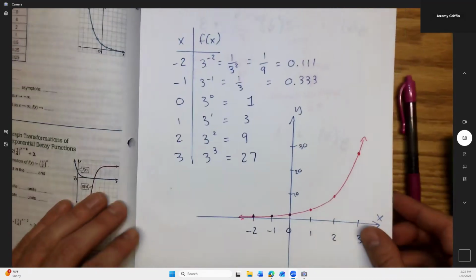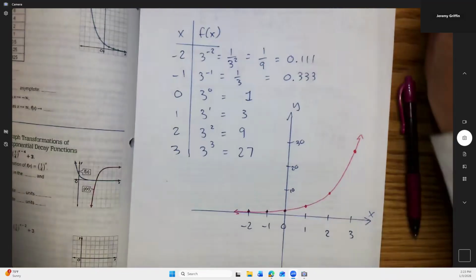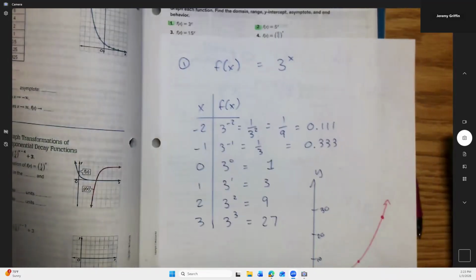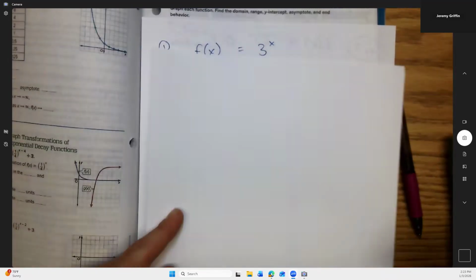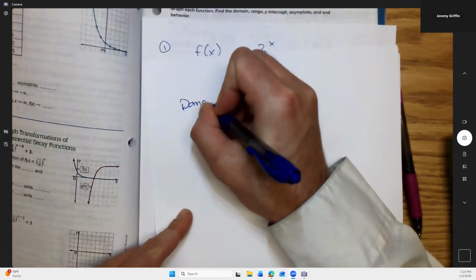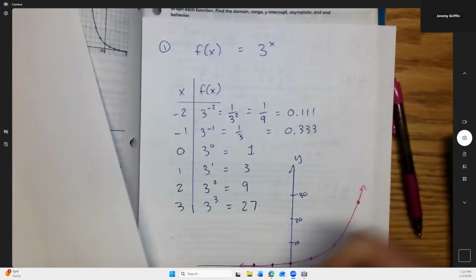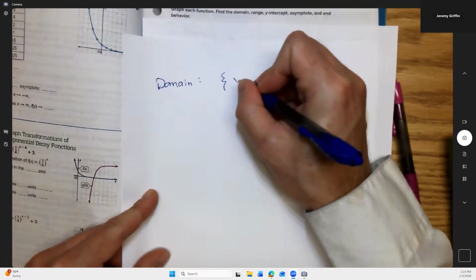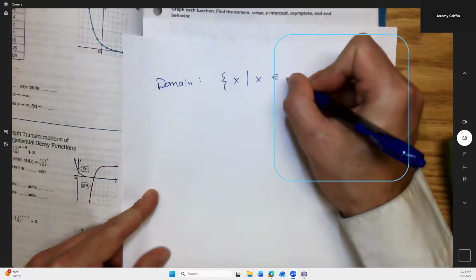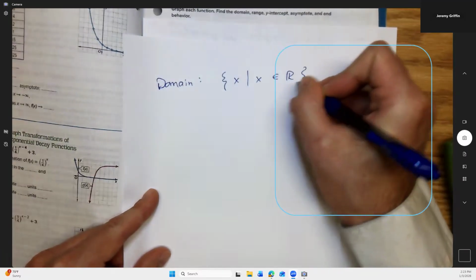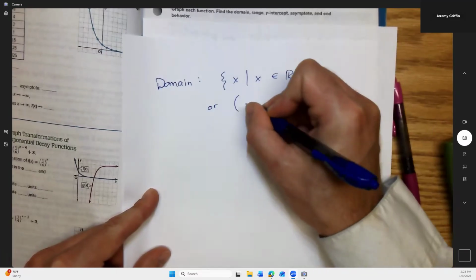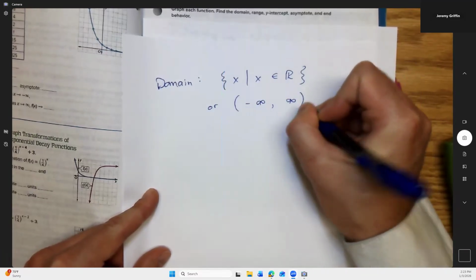They ask for a bunch of details here. Break open a new paper, but they want domain, range, intercepts, asymptote. Right. So domain. In interval notation, let's say x such that x is an element of all real numbers, or you go -infinity to infinity in interval notation.